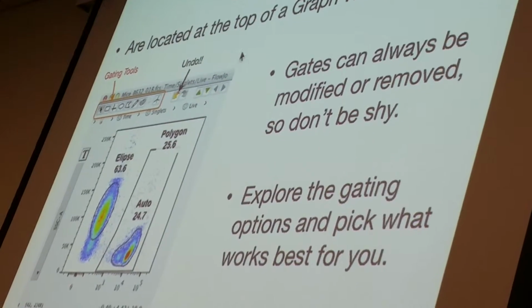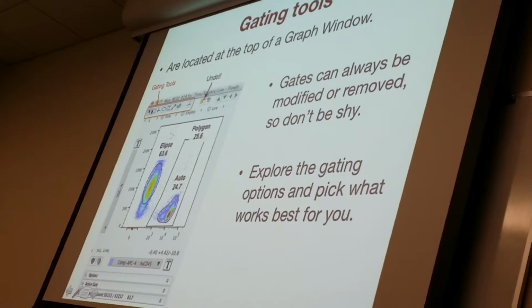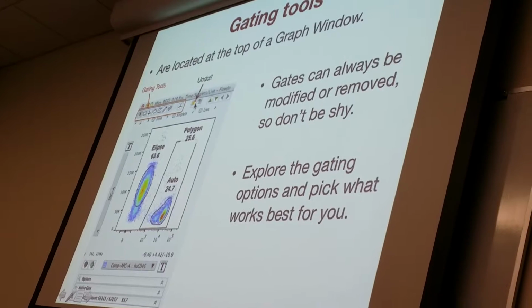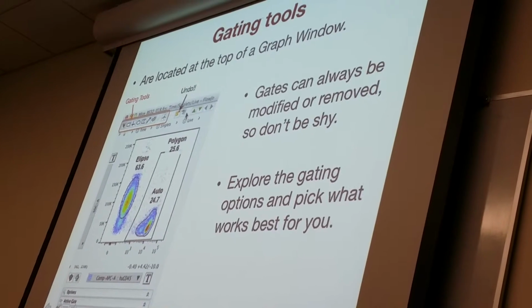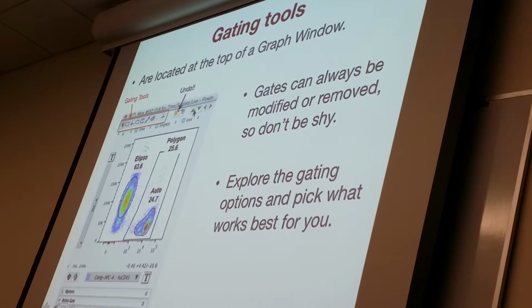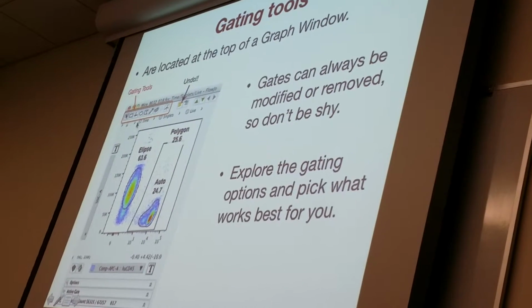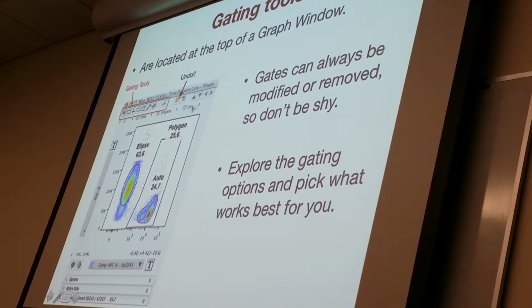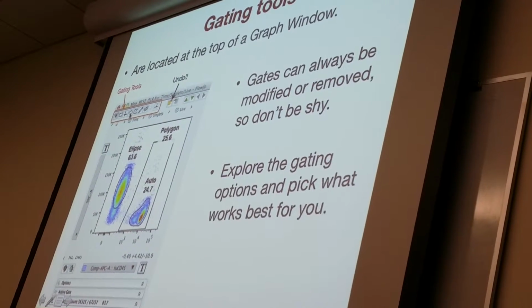And then within that graph window, we have a whole bunch of gating tools up in the top left-hand corner. I'm going to go through each of these as I go through. There's also an undo and redo button. You can go up and down the gating tree by using these up and down arrows. You can also move through the gating tree using the breadcrumb bar at the top here, and I'll show you how to do that. There is no right or wrong way to gate your data.